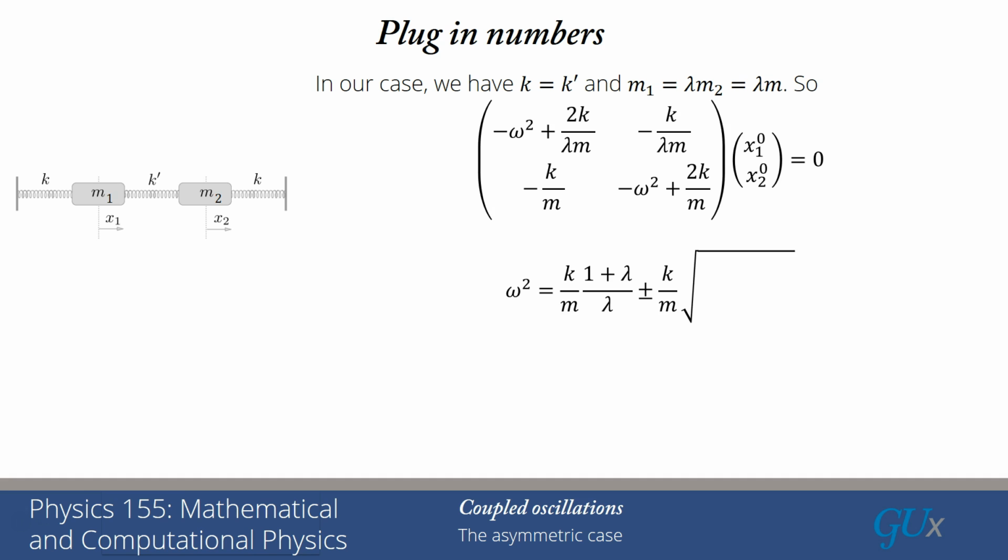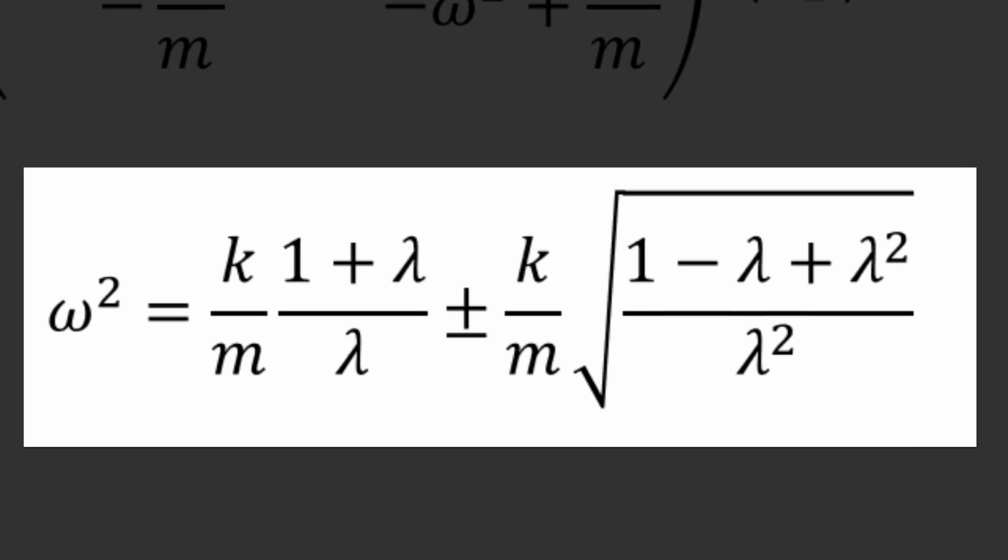And then when we look at the solution, we can write it in this form: k over m times 1 plus lambda over lambda, plus or minus k over m times the square root of 1 minus lambda plus lambda squared, divided by lambda squared. Now the case lambda equals 1 is the symmetric case. Let's just take a look at what we get in that case.